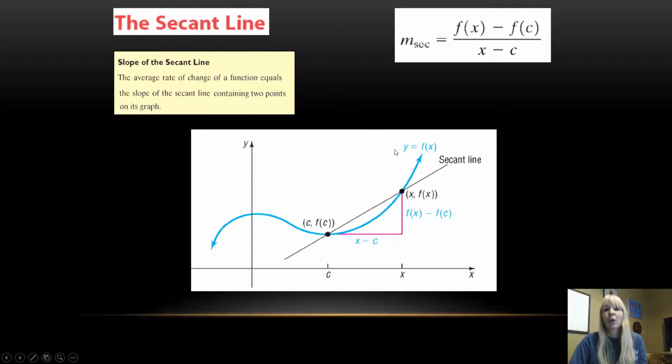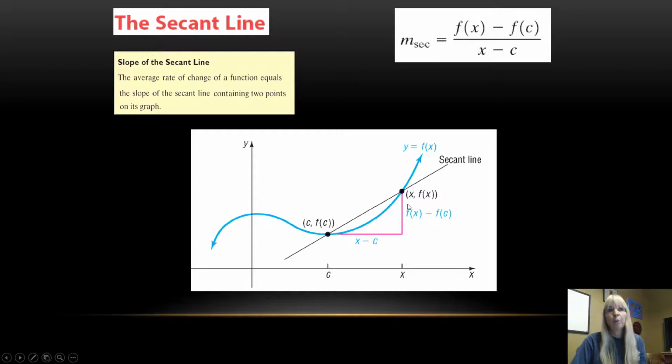So what we're going to look at though is, if I want to know how fast something's changing, the rate of change on average of a curve, I could do it by picking 2 points anywhere on that curve and connecting the dots with a line.